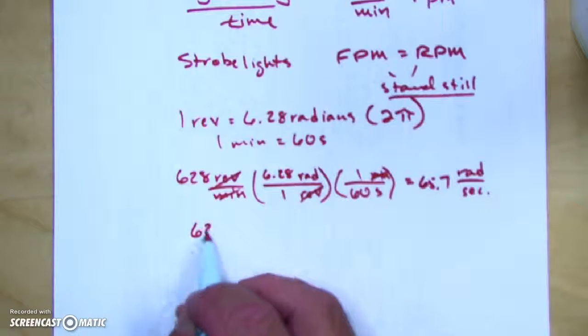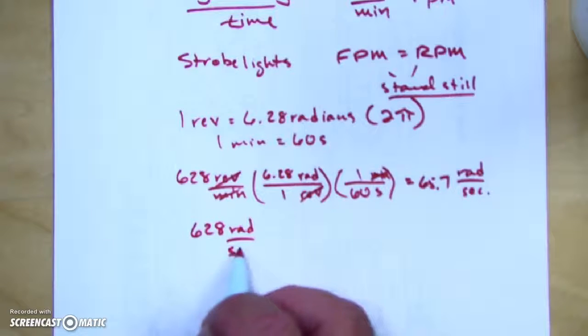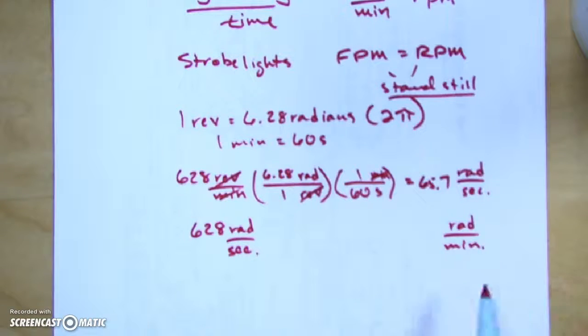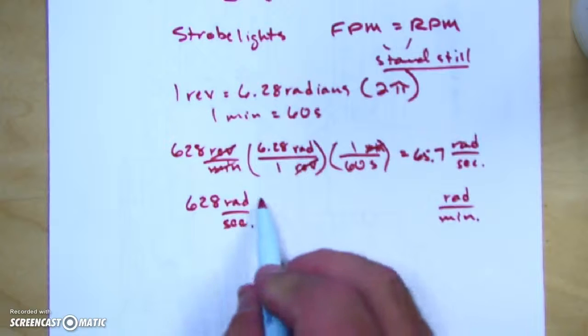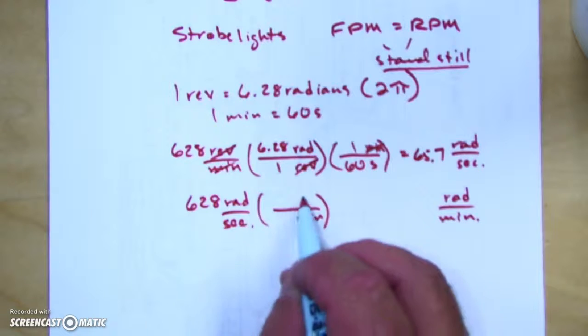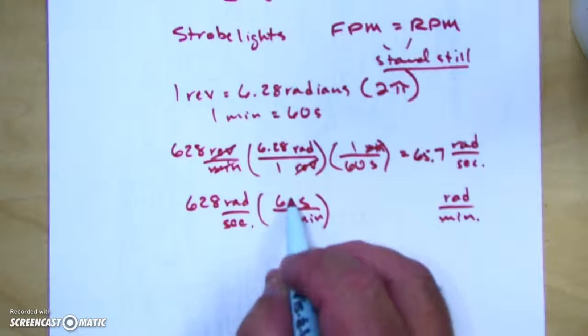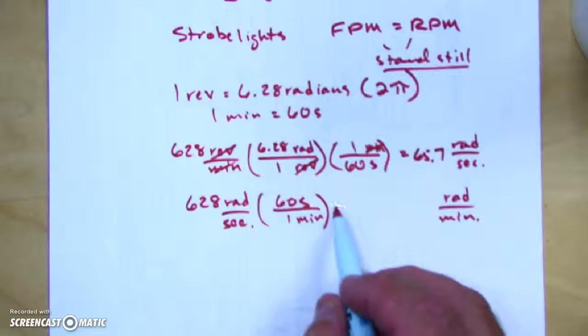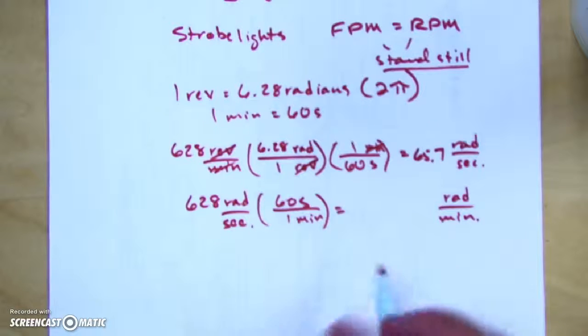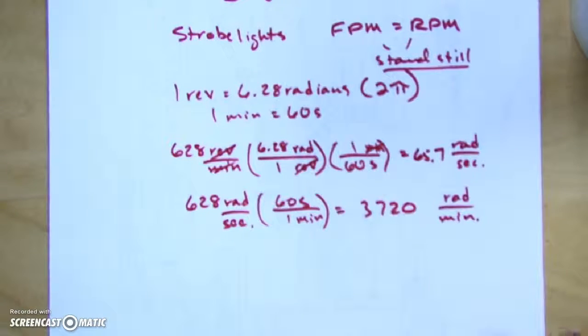Now, if I had something like, let's go the other way. Let's go 628 radians per second, and let's convert that to radians per minute. Well, we would sit there and go, well, I want to get minutes on the bottom. I want seconds on the top. Make that fraction equal to 1. 60 seconds is equal to 1 minute. And that would give you your final answer. Obviously, it's going to go up. If you're covering that many radians in a single second, 60 times that would give you the number of radians per minute. So 628 times 60 equals 37,680 radians per minute.